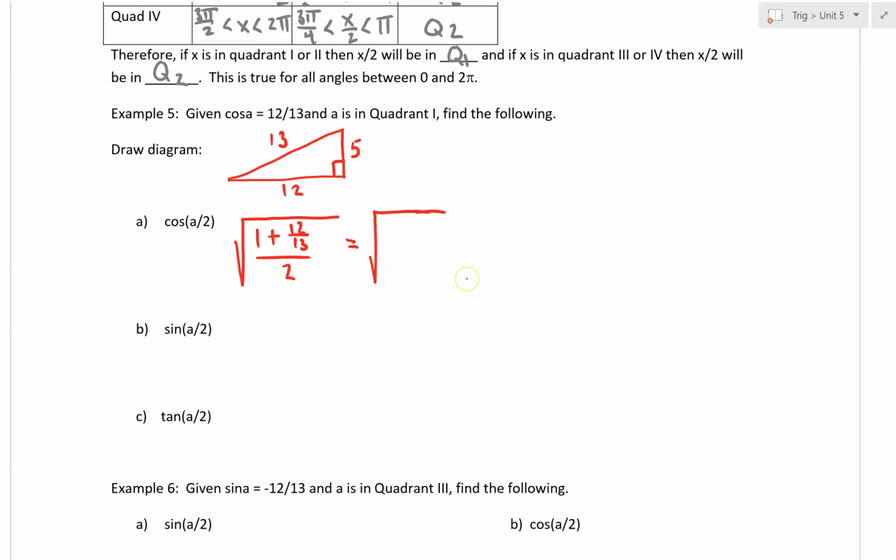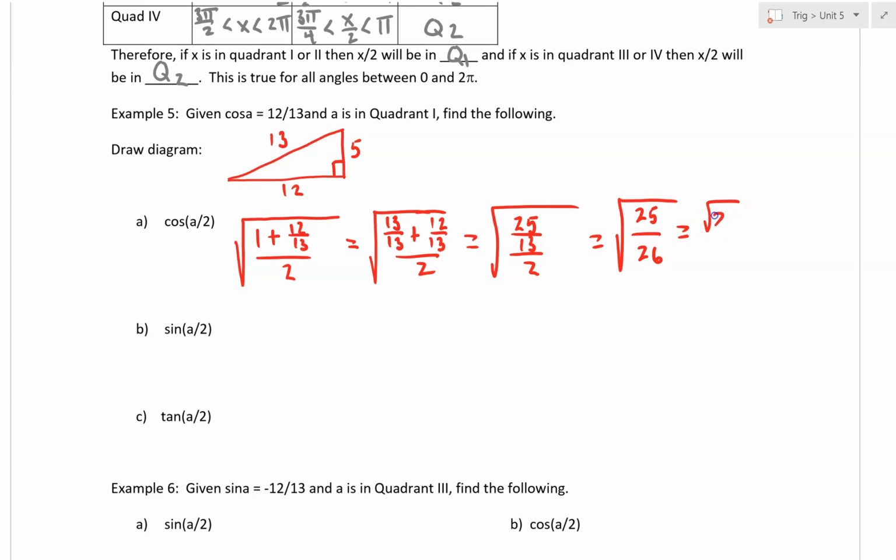I'm going to take a couple of shortcuts here just so that we understand it. It's 13 over 13 here. So that's going to make this 13 over 13 plus 12 over 13, over 2. Simplify that down, we get 25 over 13 divided by 2. Sorry, this is going to be the square root of 25 over 26.